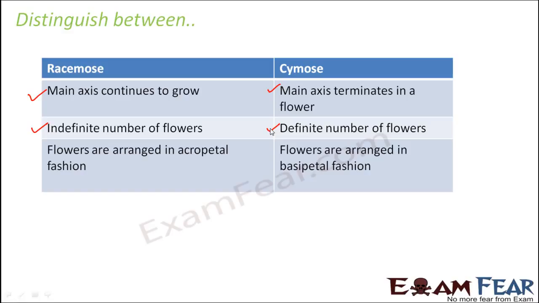In racemose, flowers are arranged in acropetal fashion, that is the youngest at the top, whereas in cymose, the flowers are arranged in basipetal fashion, that is the youngest at the bottom. Basipetal is derived from the word base, that is bottom. So the youngest flower will be at the bottom in this case, whereas in racemose, it is in acropetal fashion, so the youngest flower will be at the top. So this is the difference between racemose and cymose inflorescence. With this, we will end our discussion on inflorescence, and now we will start talking about the structure of flower.